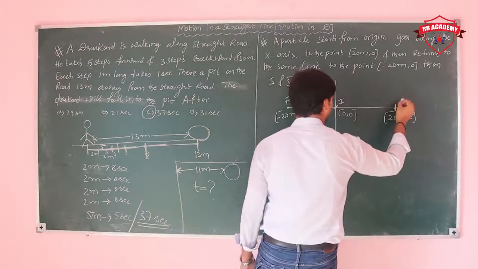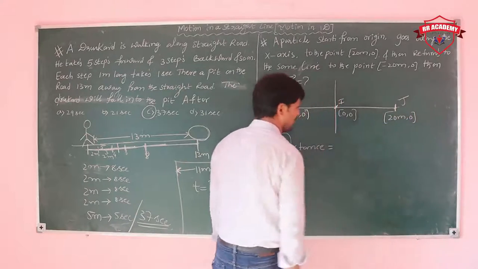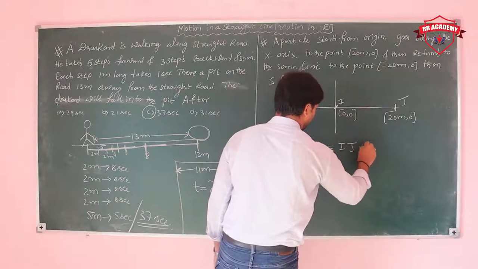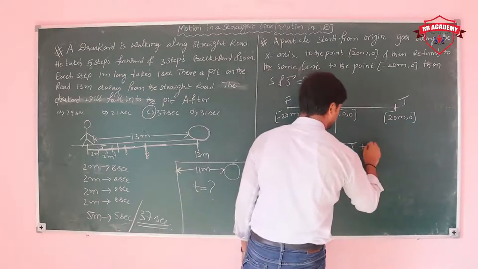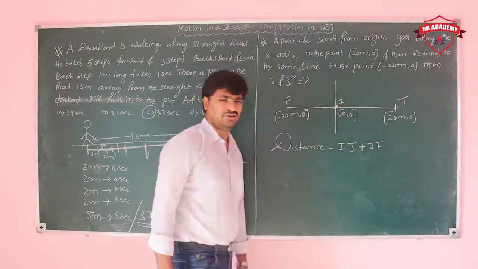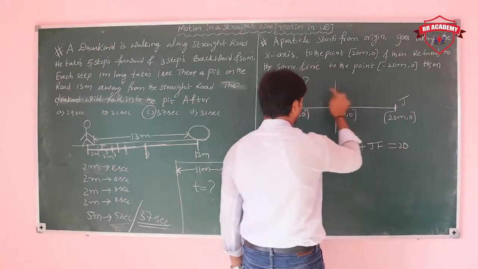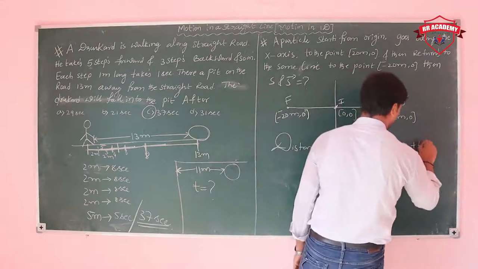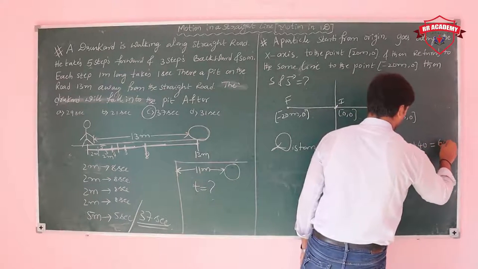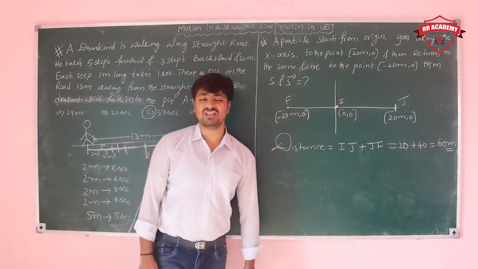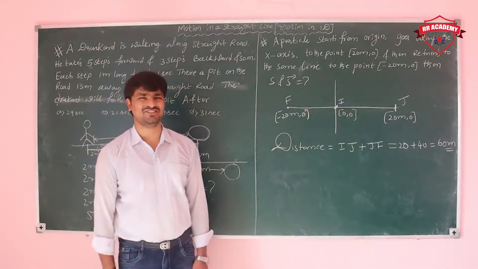If I am giving here something, J. So first it is going I to J, and then it's coming from J to F. I to J distance, how much? 20 meters. J to F, how much? 40 meters. So distance is 60 meters. Remember one thing, distance never depends on direction.